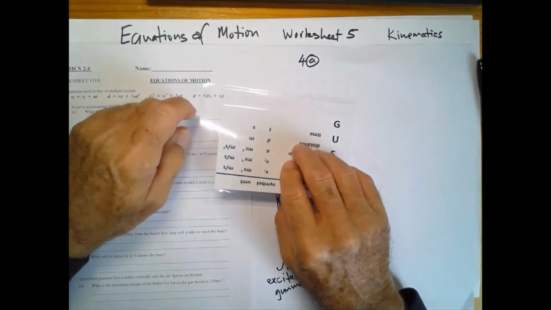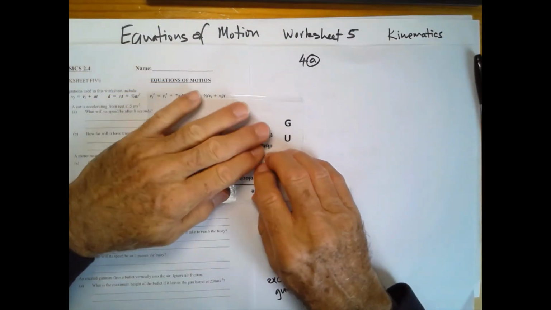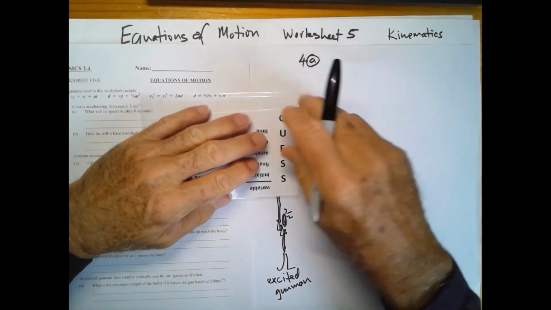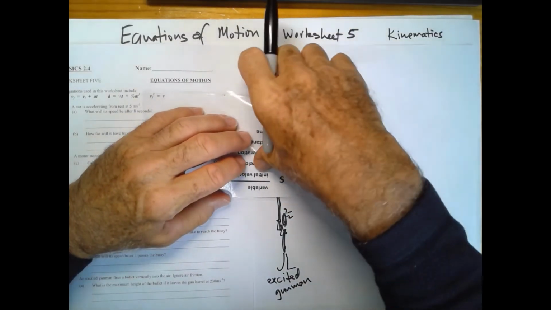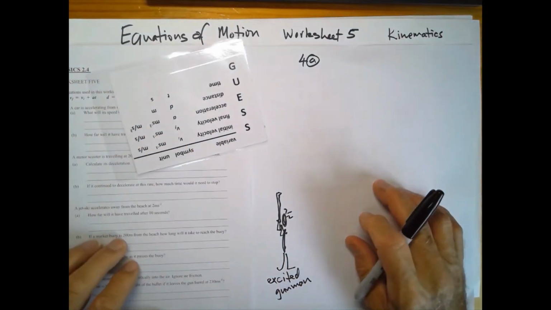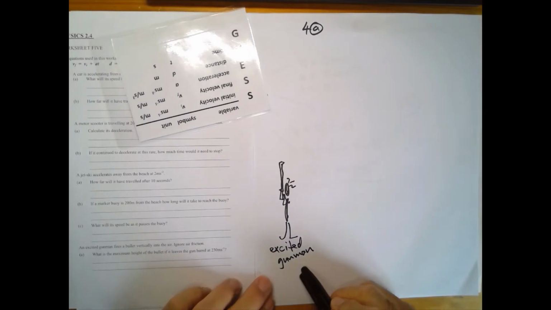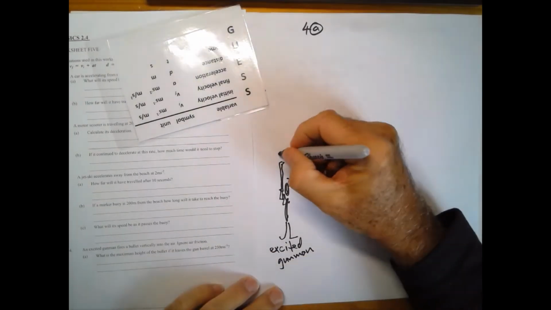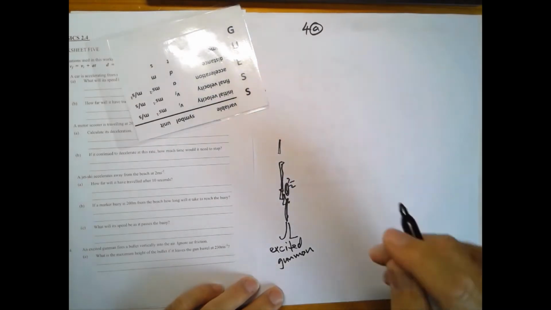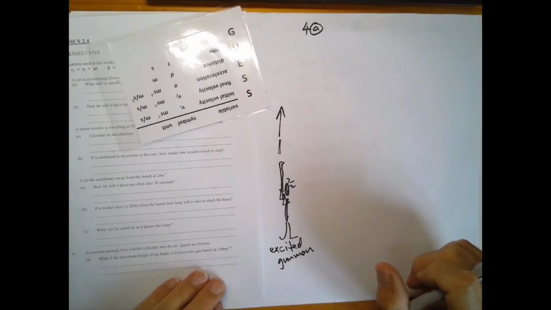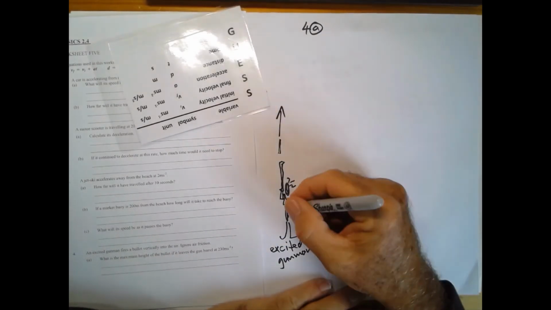Remember that when we answer our questions, when we solve our problem, we're going to use GUESS. In this case, GUESS works really well. So we're looking at number 4a, and we've got an excited gunman. He fires a bullet into the air. You can see it's quite a long bullet. He fires it into the air. We're ignoring air friction. What's the maximum height this bullet reaches?